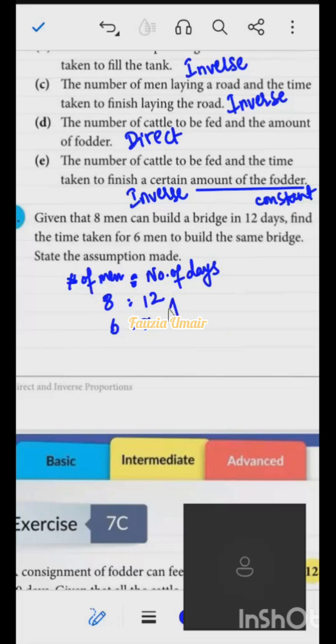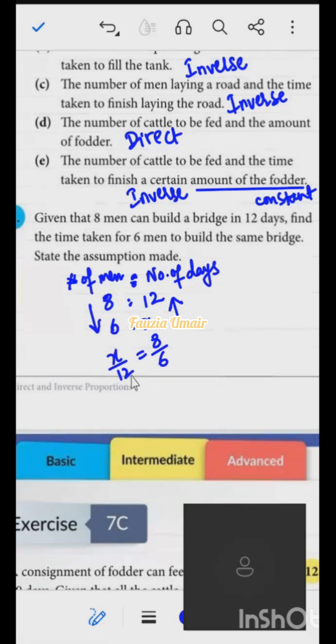So if you are putting one arrow up, the other will go down. Okay. So now we will make the equation following the direction of the arrow. So this is x by 12 is equal to 8 by 6. अगर ये direct proportion होता तो हम 6 by 8 लिखते, because we go in the same direction. Okay. Now because it is inverse proportion, you can put the arrows in two different directions. So now take this 12 on the other side of the equation. So x is equal to 8 into 12 divided by 6.